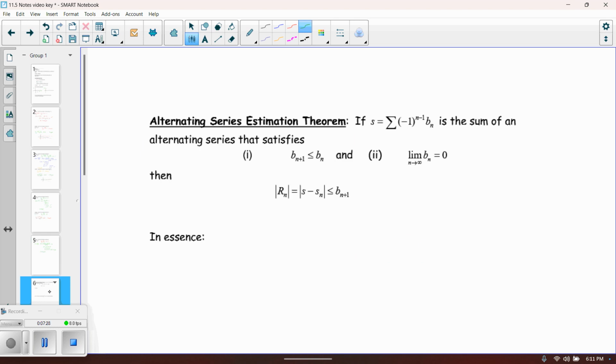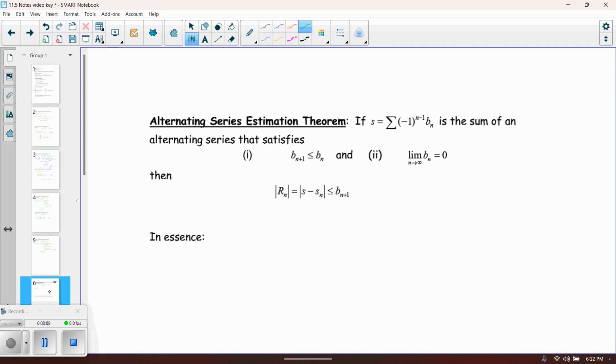And the reason it's called the estimation theorem is because there's no way for us to be able to utilize this test to get an actual value of the sum, but we can at least see how close of an approximation or bound our error is. So the alternating series estimation theorem says this, that the sum of (-1)^(n-1) times b sub n is the sum of an alternating series that satisfies that b sub n plus 1 is less than or equal to b sub n.